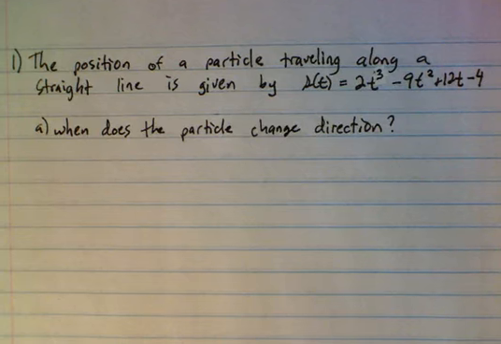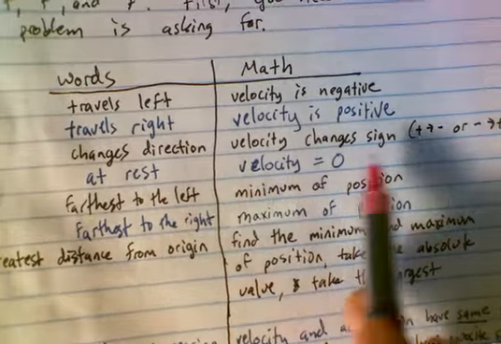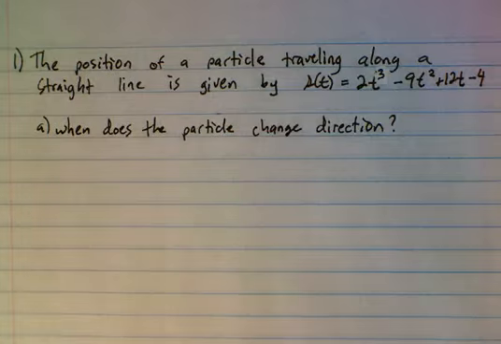The position of a particle traveling along a straight line is given by s of t, I don't know why they use s, it's frequently used for position, equals 2t to the third minus 9t squared plus 12t minus 4. And our first question is, when does the particle change direction? Now I'm going to write my translation in terms of changes direction. What does that mean? That means velocity changes sign.